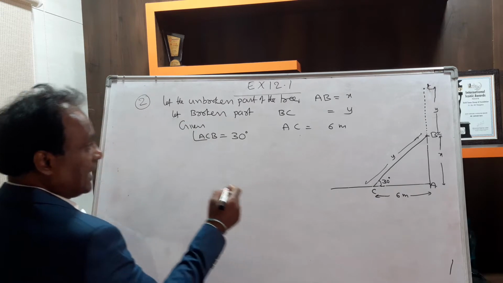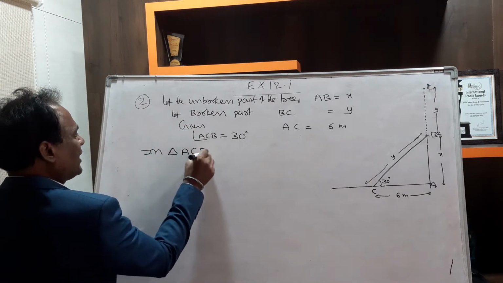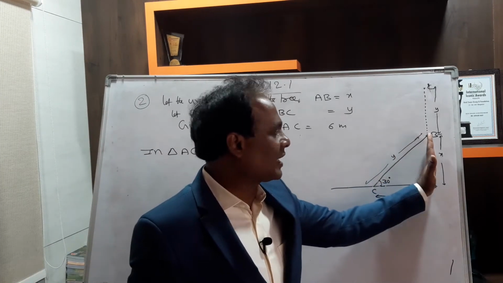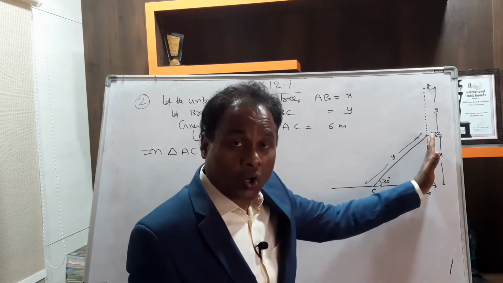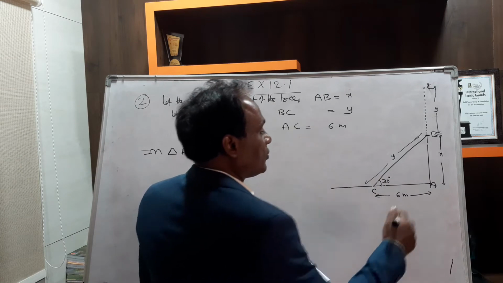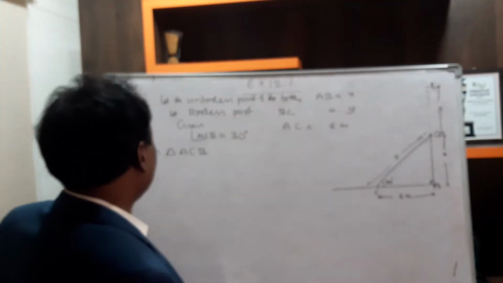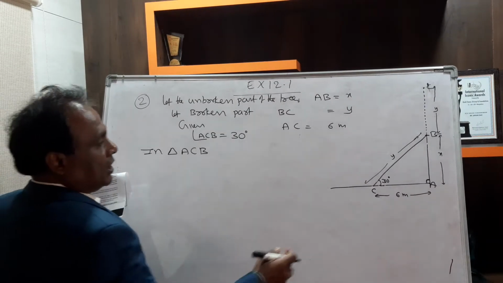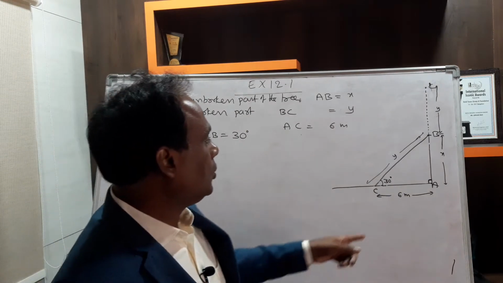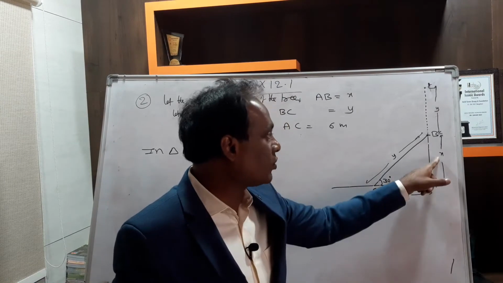See here, in triangle ACB, it is perfectly a right angle triangle because always the ground and the vertical, whether it is a tree or a pole or a tower, anything will be vertical, and the ground will always be horizontal. So that angle will always be 90 degrees. It will not be given, we have to understand. In triangle ACB, now I am finding X value. Let us find X value. So this is given, this I have to find. This is given, this I have to find.